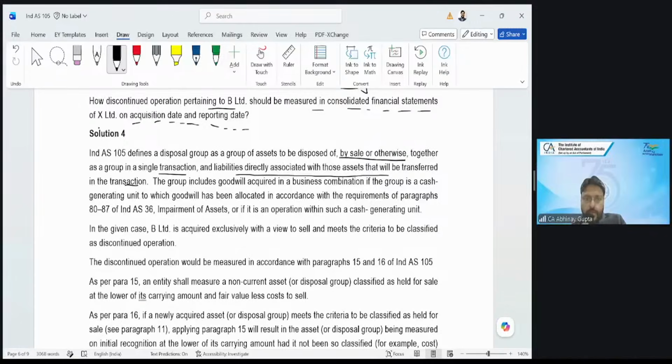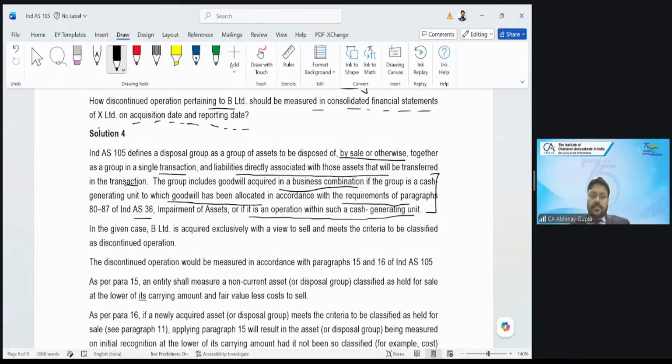The group includes goodwill acquired in a business combination if the group is a cash generating unit to which the goodwill has been allocated in accordance with the requirements of paragraphs 80 to 87 of Ind AS 36 Impairment of Assets, or it is an operation within such cash generating unit, right? So if there is any goodwill forming part of the disposal group, that will also be considered, right?